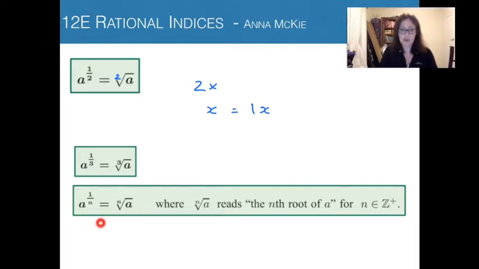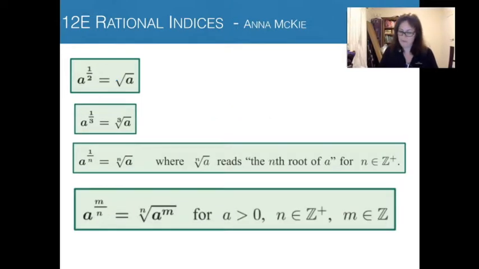So the general rule for this is anything to the power of 1 on n is the nth root of a, for n belonging to this Z here, which is German, I believe, for Zahlen, which means numbers. So where n is a number and it's a positive number as well.